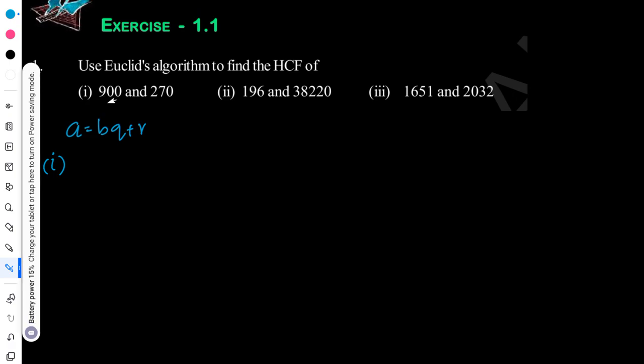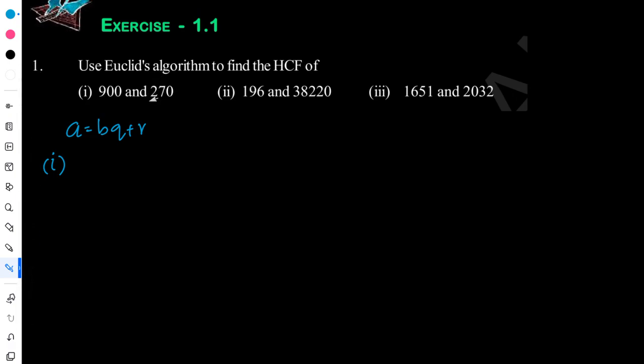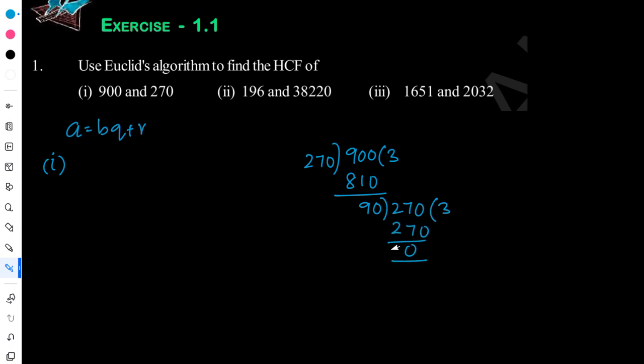Select the maximum number as a, and the minimum number, 270, as b. Divide by 270. First do this in rough work. 900 divided by 270: 270 times 3 is 810. So now the remainder is 90. Now take 270 divided by 90. 90 times 3 is 270. Remainder is 0. We have to do this process till we get remainder 0.